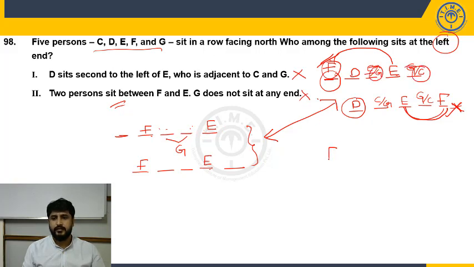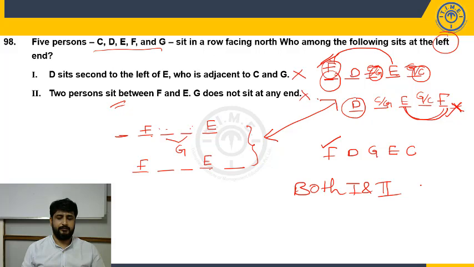So what is my answer? F, D, G is even. The full arrangement is not required. Whether it is sufficient or not is important for us. So what can I say? By combining both 1 and 2, you can say who is at the left hand? F is at the left hand. So both 1 and 2 together are sufficient.